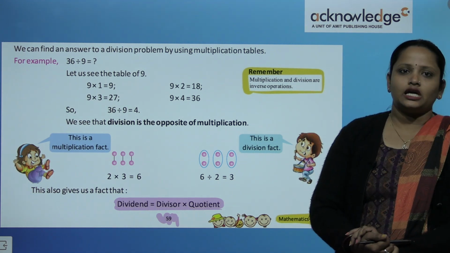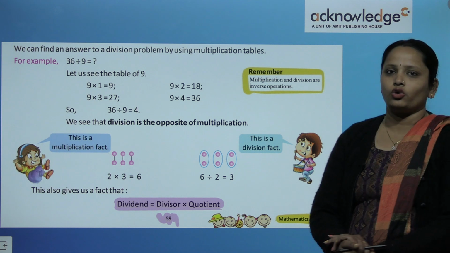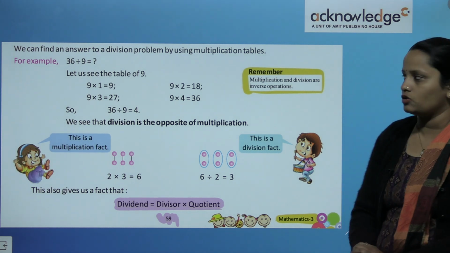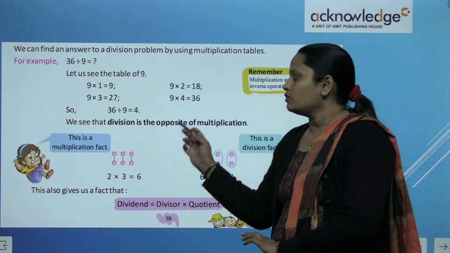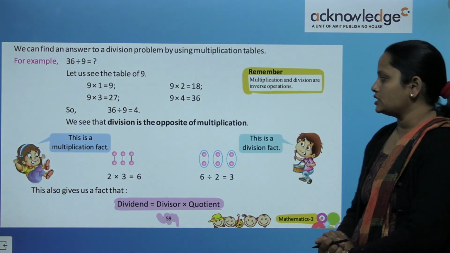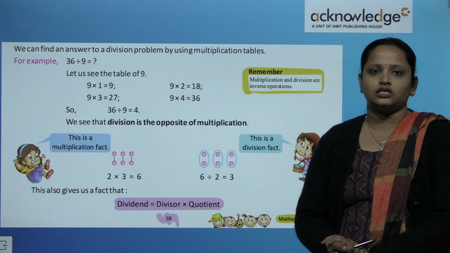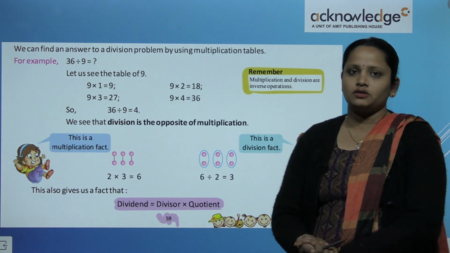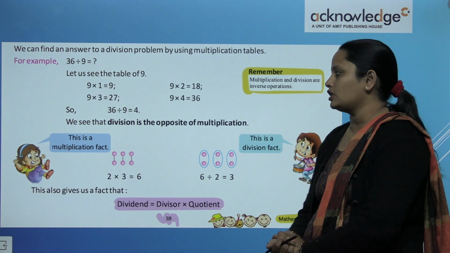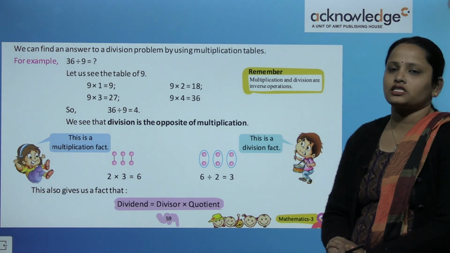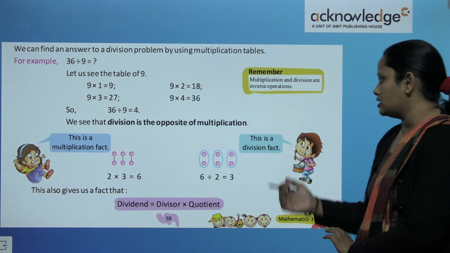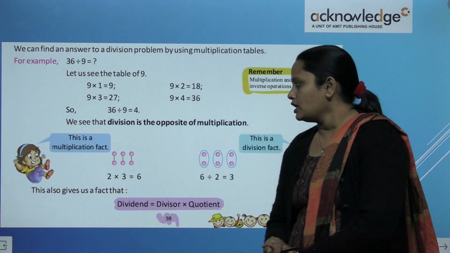Multiplication and division are inverse operations, meaning दोनों एक दूसरे के उल्टे हैं। जैसे addition and subtraction, वैसे multiplication और division एक दूसरे के उल्टे हैं। We see that division is the opposite of multiplication. डिवीजन में चीजों को हम divide कर देते हैं तो कम हो जाती हैं, multiplication में चीजें बढ़ जाती हैं. So this is a multiplication fact and this is the division fact.